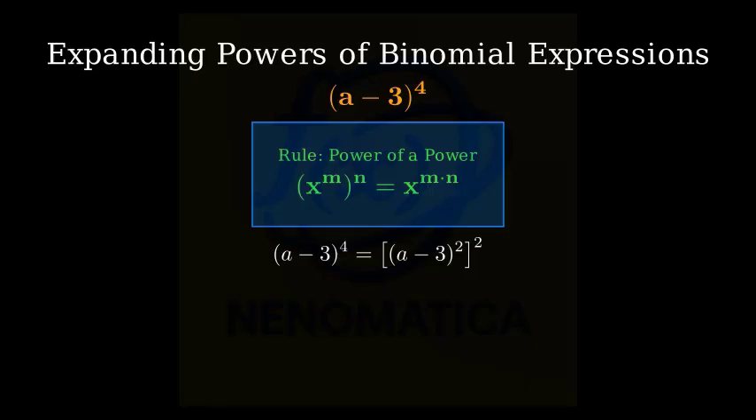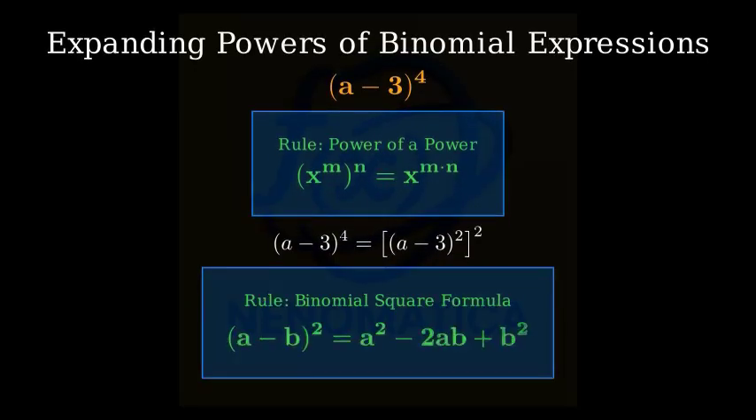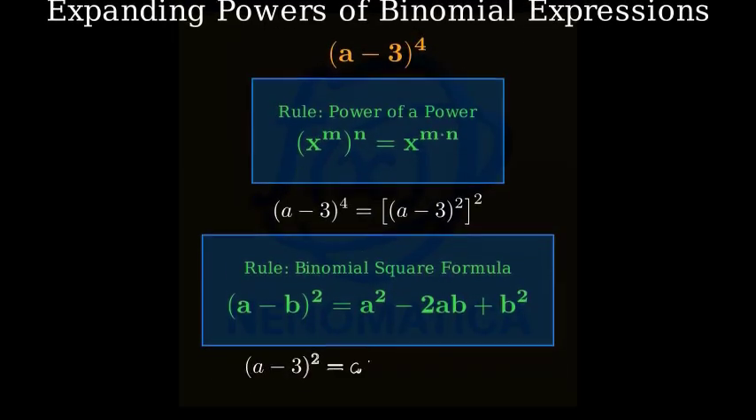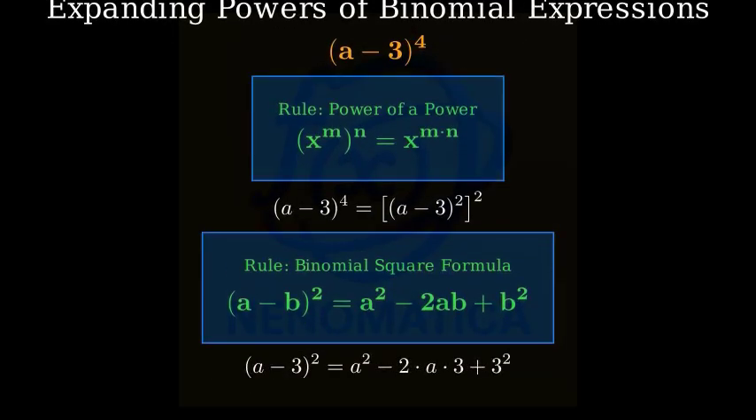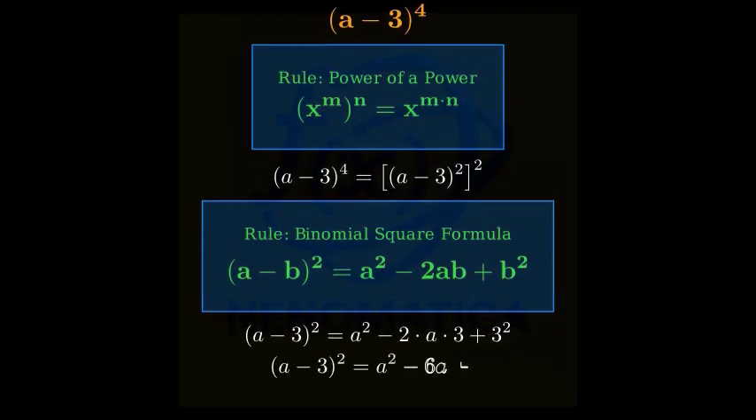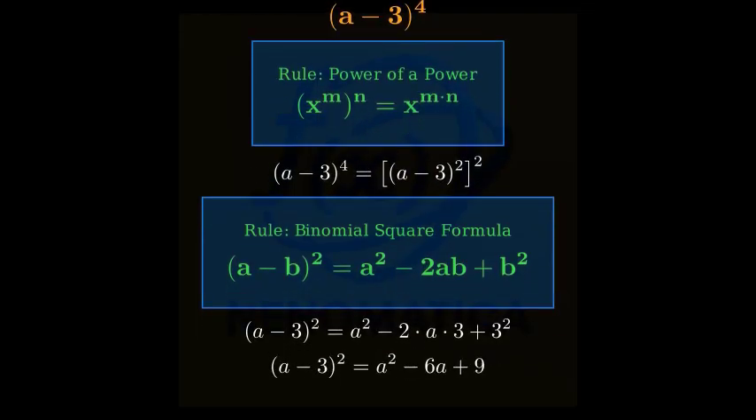For our second step, we need to expand (a - 3) squared. We'll use the binomial square formula, which states that (a - b) squared equals a squared minus 2ab plus b squared. So (a - 3) squared is equal to a squared minus 2 times a times 3 plus 3 squared. That simplifies to a squared minus 6a plus 9.